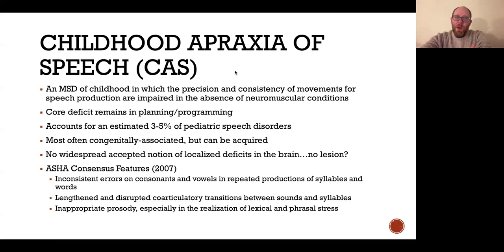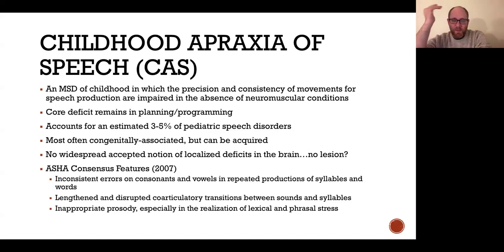Okay, so we spoke about acquired apraxia. Now we're going to talk about childhood apraxia of speech. This is an MSD of childhood in which the precision and consistency of movements for speech production are impaired, again, in the absence of neuromuscular conditions. And this is going to become really important if you're working with kids and trying to determine whether they might have a childhood form of dysarthria or a childhood apraxia.